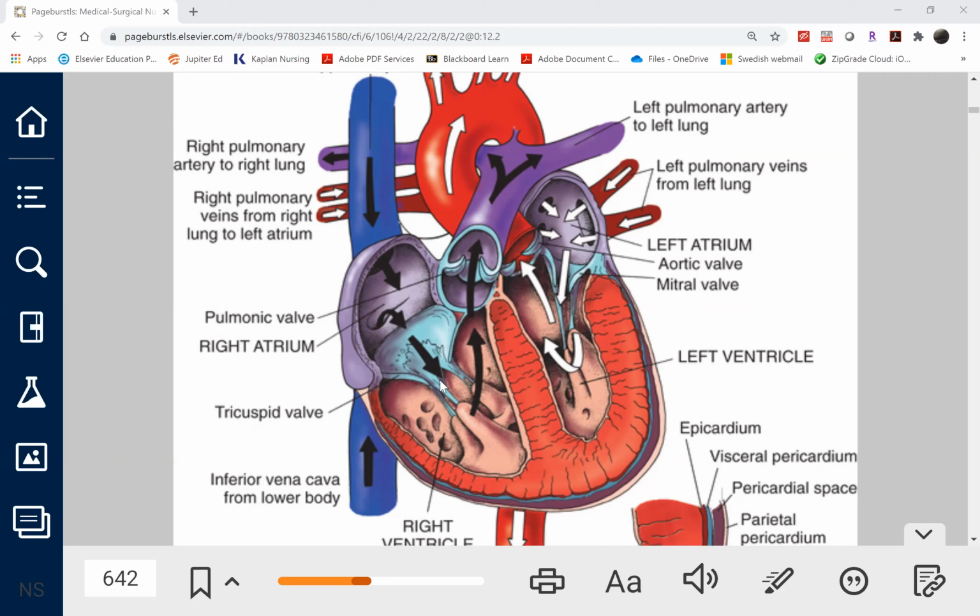So same thing with blood, the flow of blood through the heart. It should only go in one direction. Once you enter, you move forward. You go out and then you return one way. So do you see any arrows here that are going back the other way? No. The flow of blood only goes in one direction.